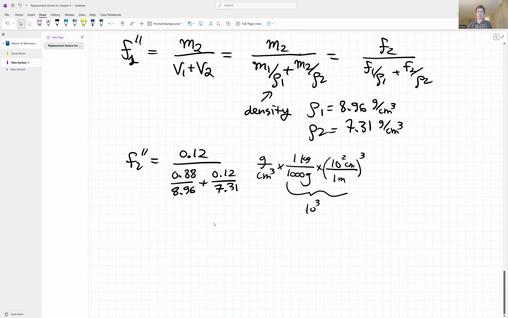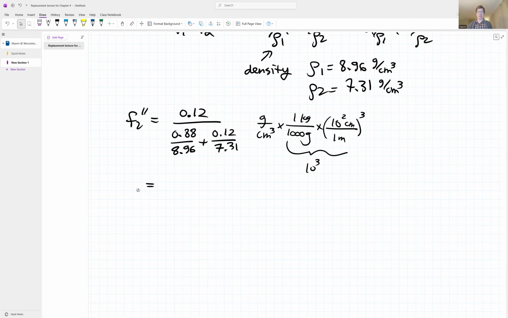So, okay, let's plug in. And what we get is, again, I need my calculator, 0.12, 0.88 over 6. Okay, I get 1.05 grams per cubic centimeter, or 1.05 times 10 to the 3 kilograms per cubic meter.